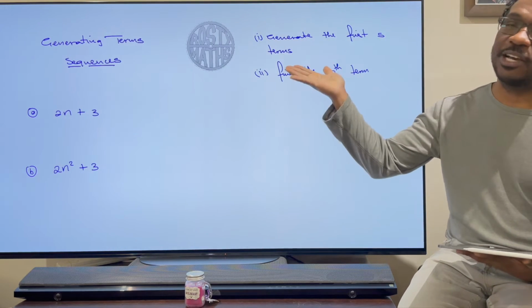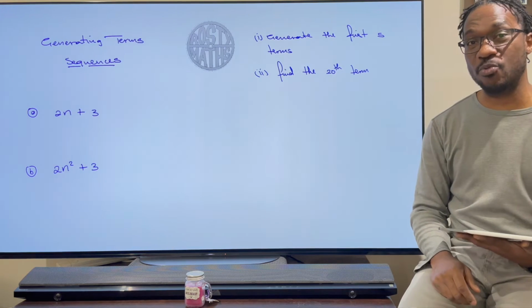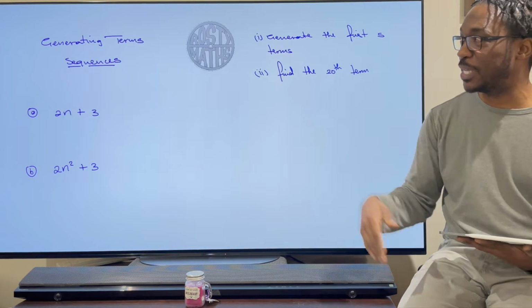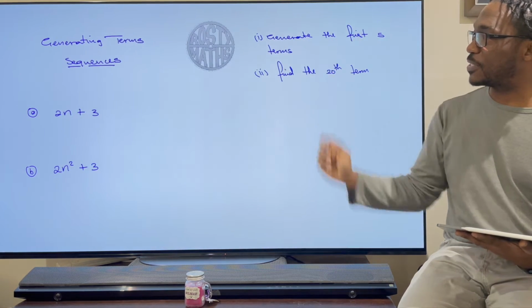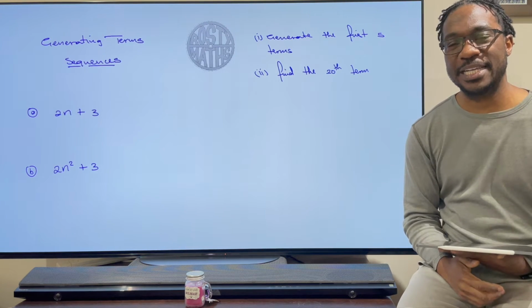Let's carry on with our sequences work, and in this one we are generating the terms of a sequence. You've been given the nth term already, and you need to find the first 5 terms, and then find the 20th term in that sequence.